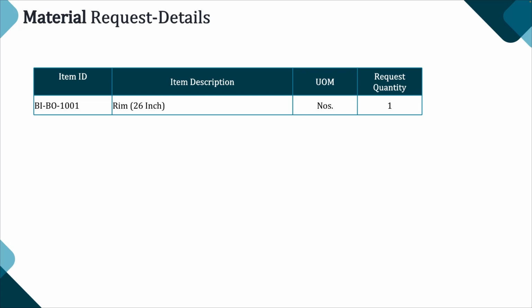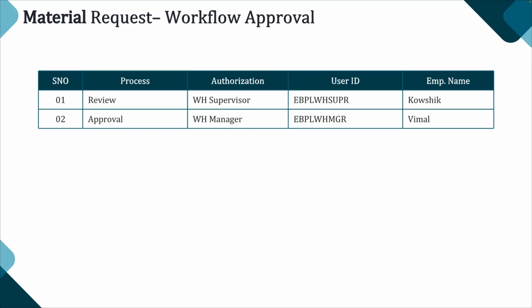This slide consists of your material request details. These are the corresponding details which you are going to enter on the material request screen, which consists of the item, the request quantity of 1, and the unit of measurement, which is numbers. And this slide consists of your workflow approval. Here it consists of two processes: one is reviewing, another is approving the document. When reviewing, Kaushik, who will be acting as a supervisor, will review the document and forward it to our warehouse manager, who is Vimal here.